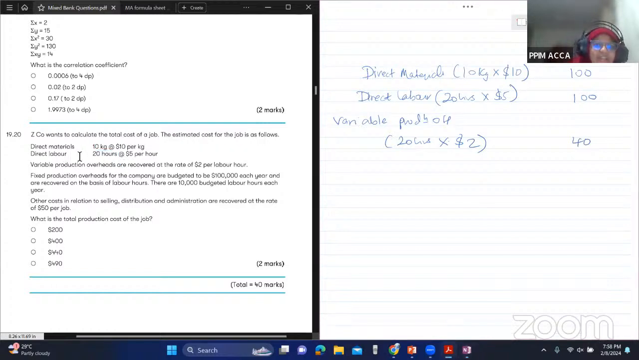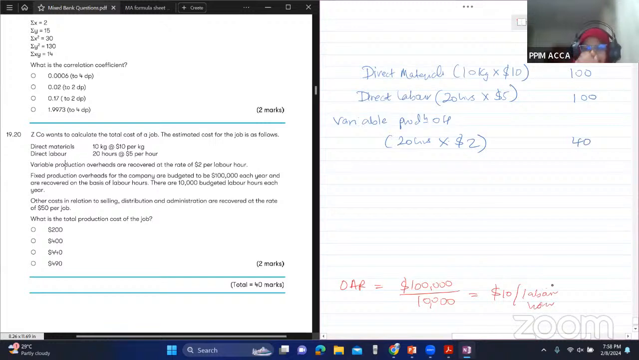Fixed production overheads are budgeted to be 100,000 each year and are recovered on the basis of labor hours. There are 10,000 budgeted labor hours each year. So first we have to calculate something called the OAR, or the overhead absorption rate. OAR equals the budgeted overheads, which is 100,000, divided by the budgeted labor hours, which is 10,000. So the overhead absorption rate is 10 per labor hour.